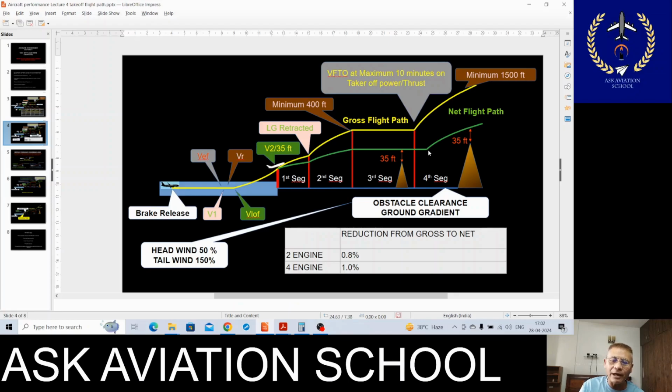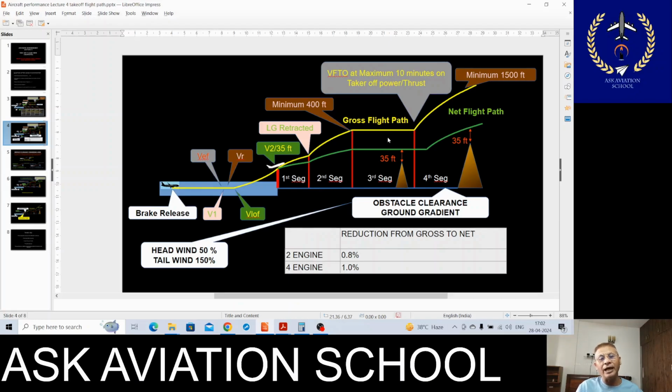The requirement by the regulators is that the net flight path should be able to clear obstacles by a margin of 35 feet. So since, after having given the margin, if this net flight path clears all the obstacles by 35 feet on any given day, then even if the aircraft is flying with minor variation from the gross flight path because of flying technique or environmental factors, my aircraft will always be able to clear all the obstacles by the required margin and the aircraft is considered safe.